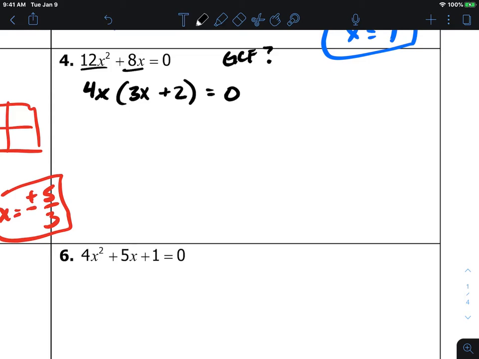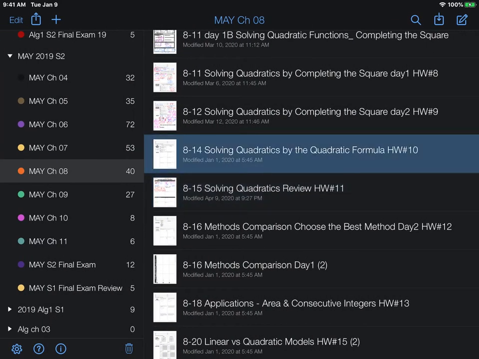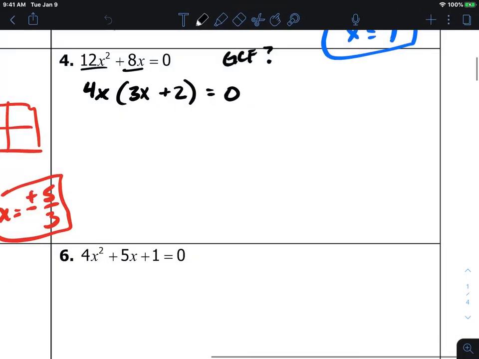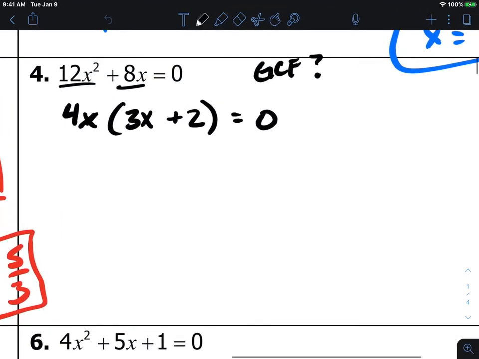And now I see, okay, I can come up with 2 answers here. The screen recording is locking me up again. Let's see if I can go back in. No, I don't want to go to quadratic formula. I want to go to this one. Right. So there we go.